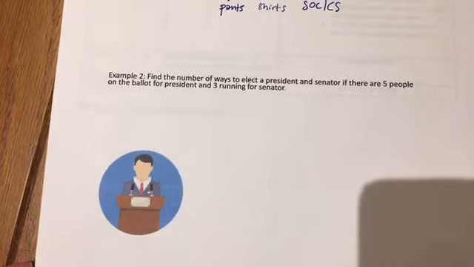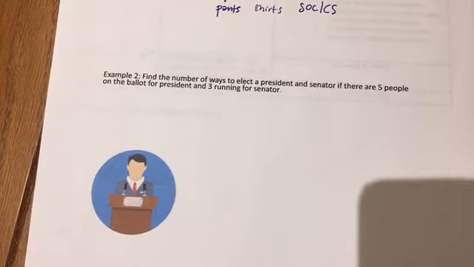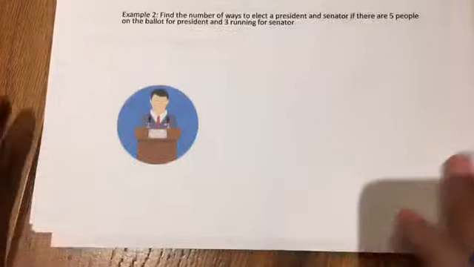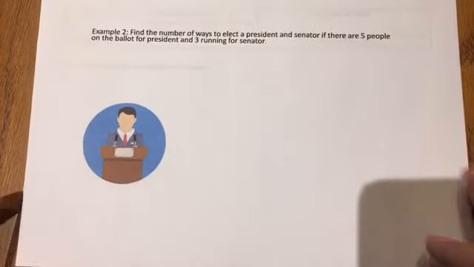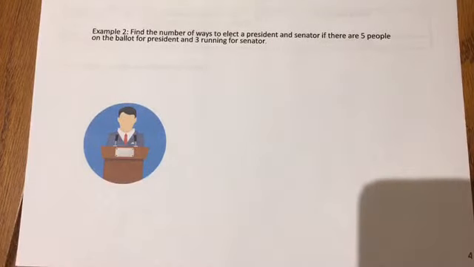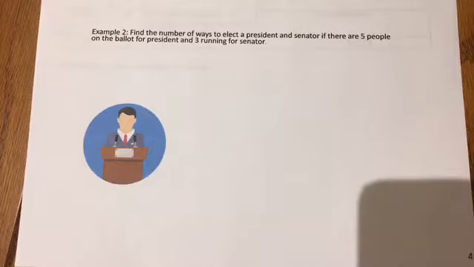In example 2, it says, find the number of ways to elect a president and senator if there are 5 people on the ballot for president and 3 running for senator. So here's what they're saying. If we have 5 people running for president, so let's say we have Tina, we have Chris, we have Mackenzie, we have Grace, and we have Elizabeth running for president, okay? And then we have Noah, and we have Luke, and we have Mason running for senator.